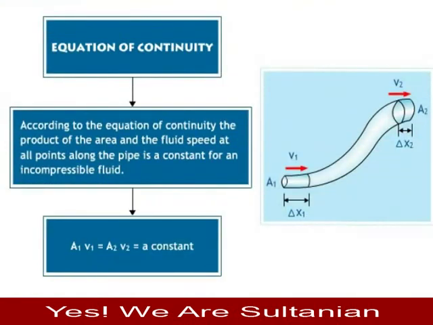Equation of continuity. According to the equation of continuity, the product of the area and the fluid speed at all points along the pipe is a constant for an incompressible fluid. That is, A1 V1 = A2 V2 = a constant.